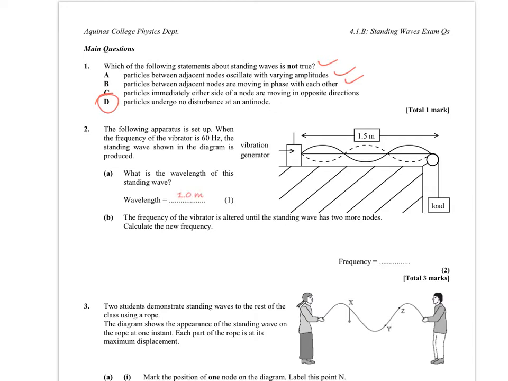The frequency of the vibrator is altered until the standing wave has 2 more nodes, so that's going to be 5 nodes in total. We need to calculate the new frequency, so we're going to have to work out a new wavelength to work out a new frequency. What we need to know first, though, is the speed of the wave. So wave speed is frequency times wavelength, and that means that we've got a wave speed of 60 meters per second, and that's going to be the same in the string no matter how many nodes or antinodes that we have. That's set solely by the tension and the mass per unit length of the string, if you remember. So then it's just a case of rearranging to find our new frequency.